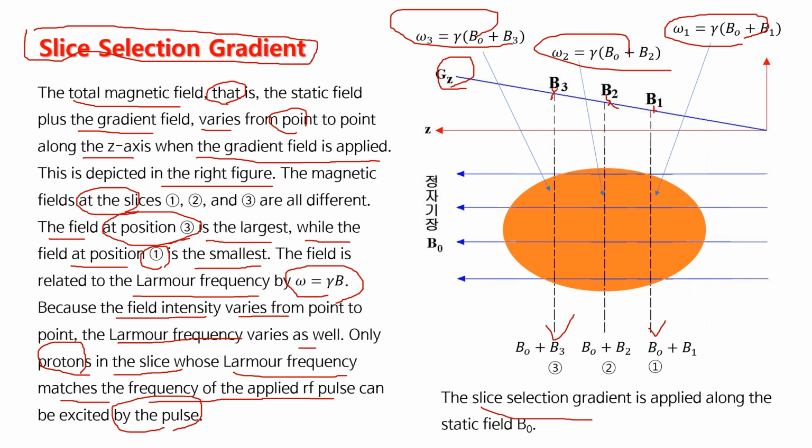The slice selection gradient is applied along the static field B0, so the z direction.